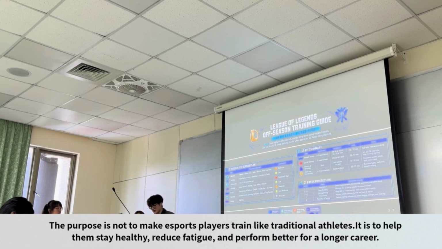And the purpose is not to make e-sport players train like traditional athletes. It is to help them stay healthy, reduce fatigue, and perform better for a longer career.